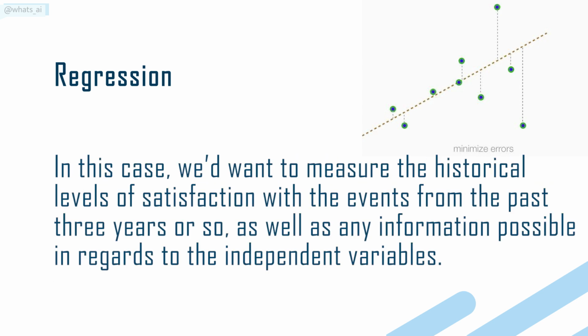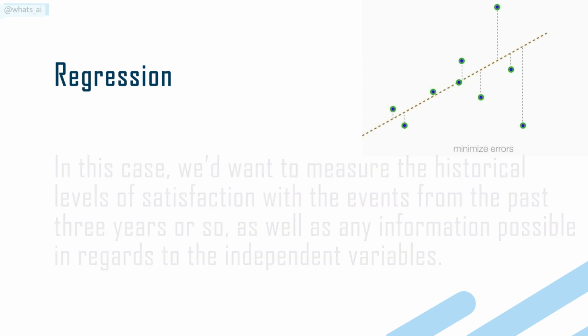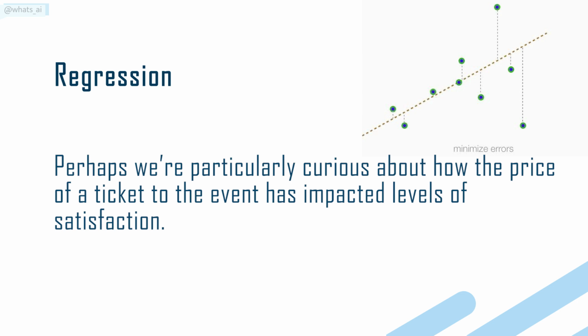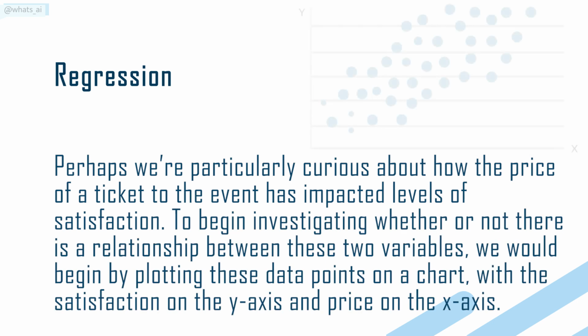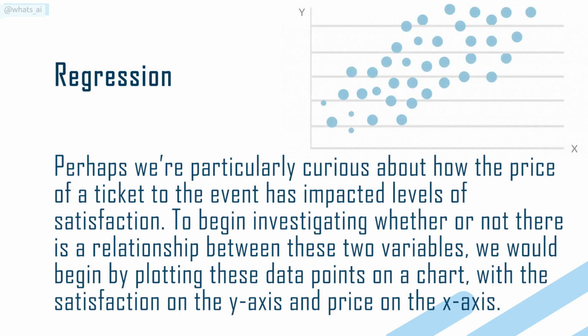In this case, we'd want to measure the historical levels of satisfaction with the events from the past 3 years or so, as well as any information possible in regards to the independent variables. Perhaps we are particularly curious about how the price of a ticket to the event has impacted levels of satisfaction. To begin investigating whether or not there is a relationship between these two variables, we would begin by plotting these data points on a chart, with the satisfaction on the y-axis and price on the x-axis.